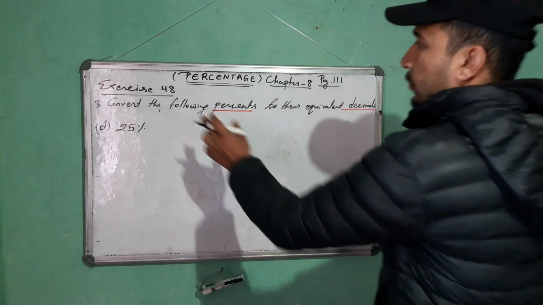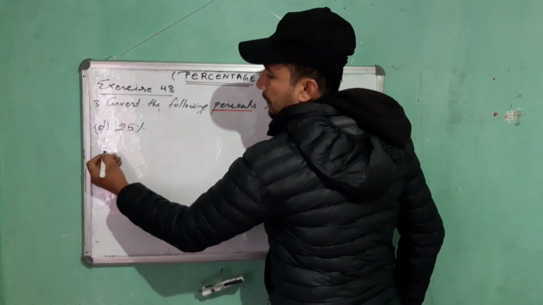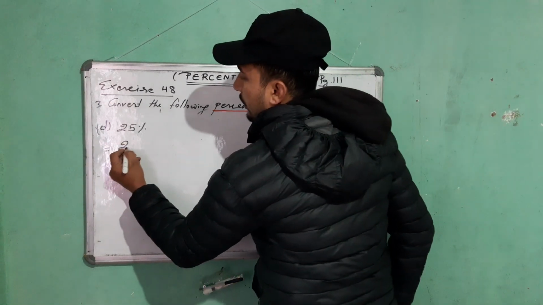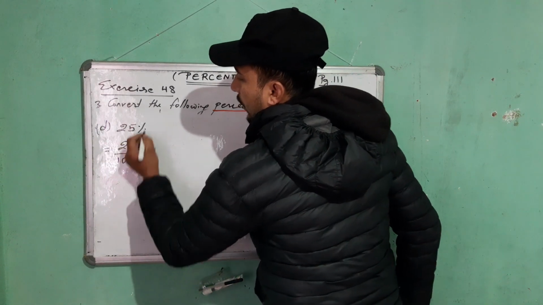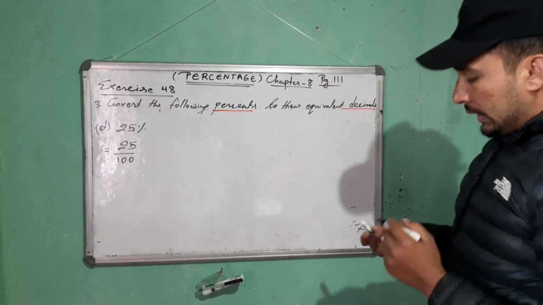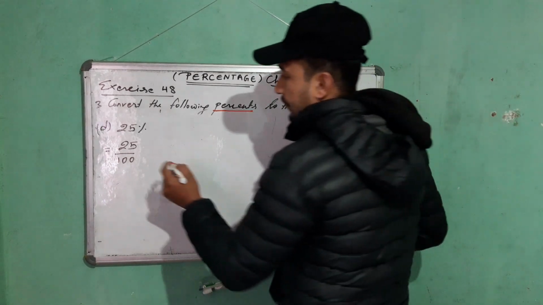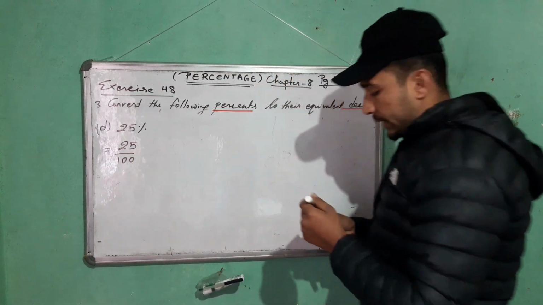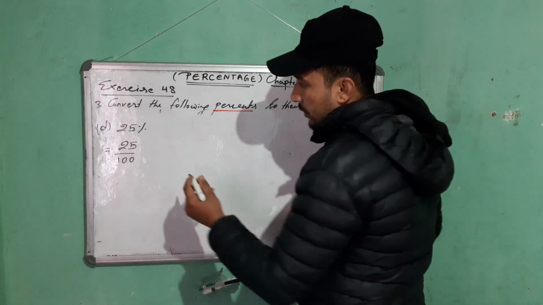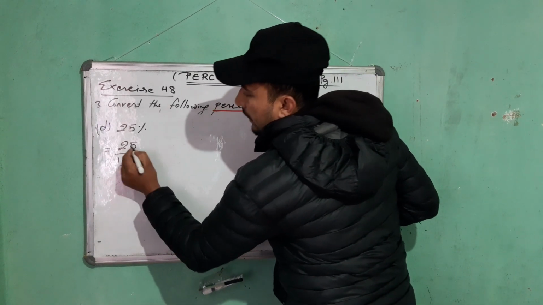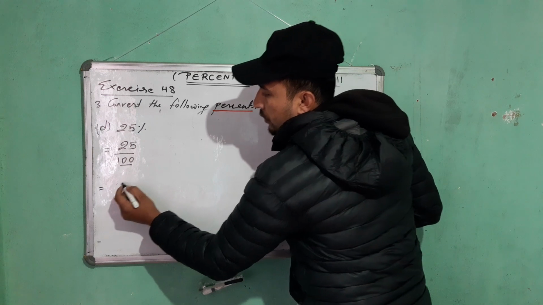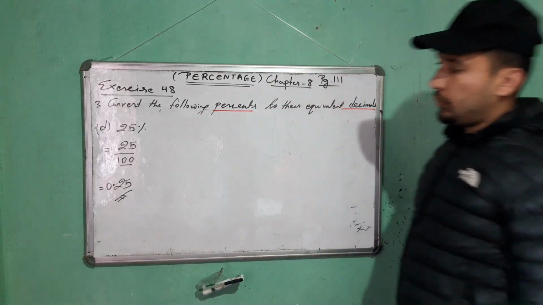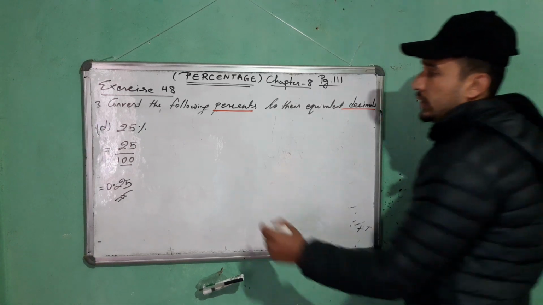Okay, now same question number 3, part D. You have 25%, you have to convert this to an equivalent decimal. So 25% means 25 upon 100. If you remove the percentage, you have to divide by 100. If there is 100 in the denominator, you can simply put a point. You have two zeros, and here you have two digits. So 25, put the point here, 0.25.